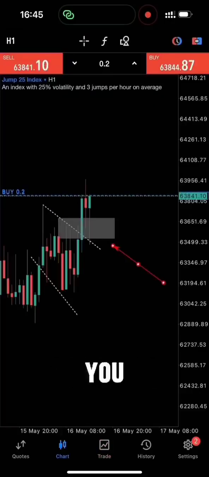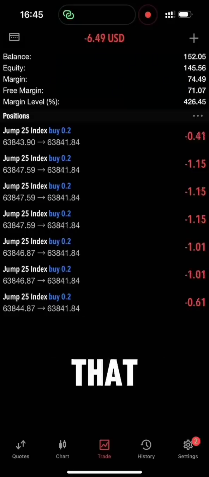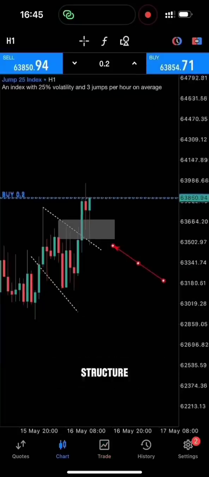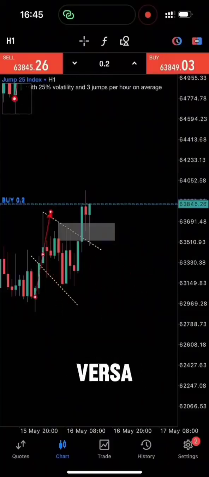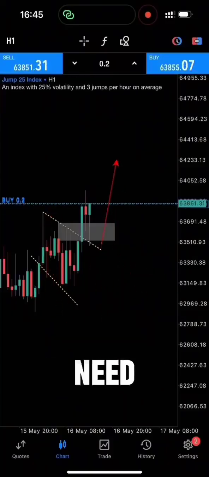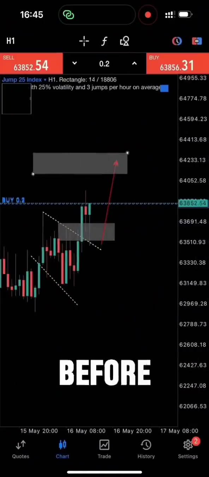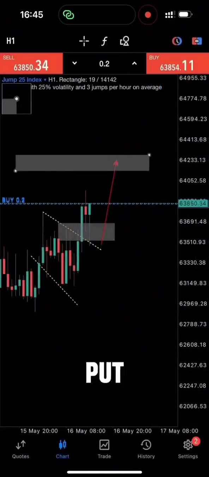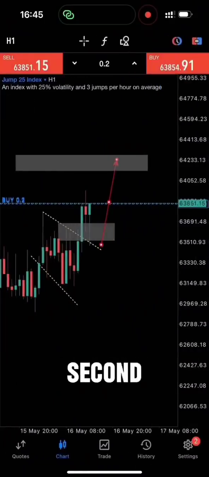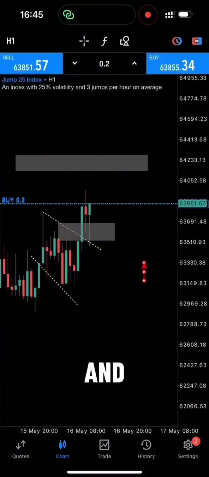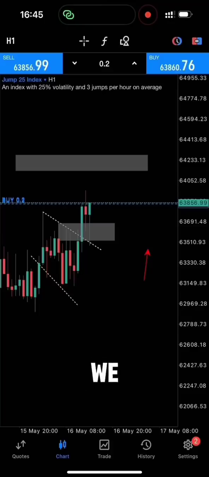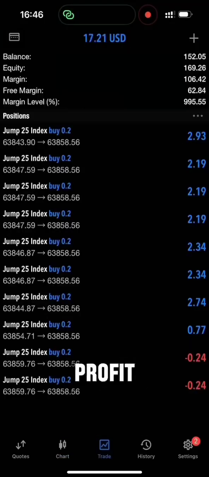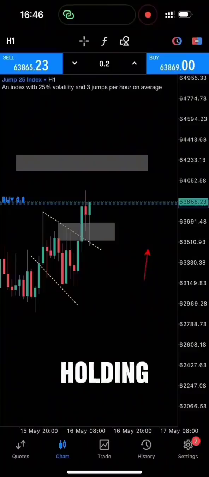What you need to do with your account is spot the market structure first, and then draw your trend lines, or you can do vice versa. It's still fine, because you need to get confirmation before you enter. Then you put your first TP or your second TP, whichever you prefer. So we make a little profit there, but we wait for the big profit because we are holding.